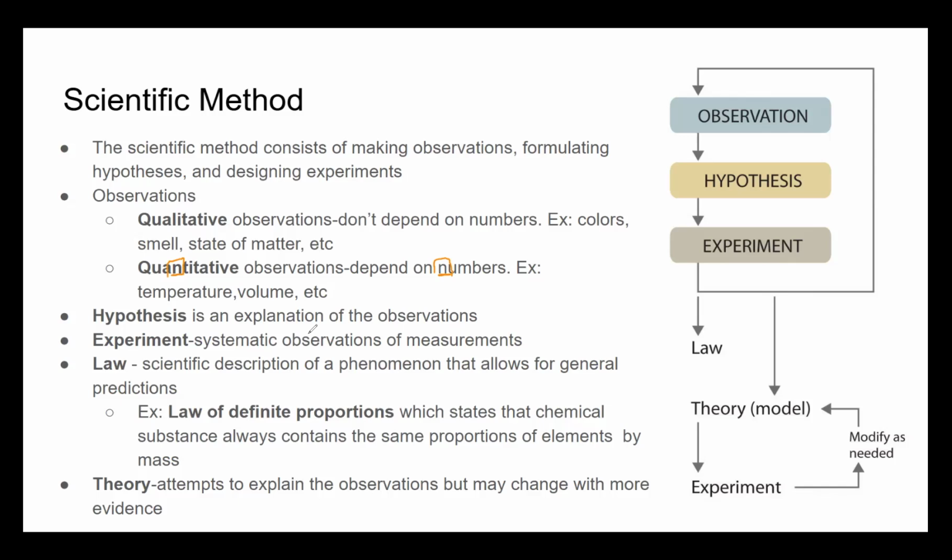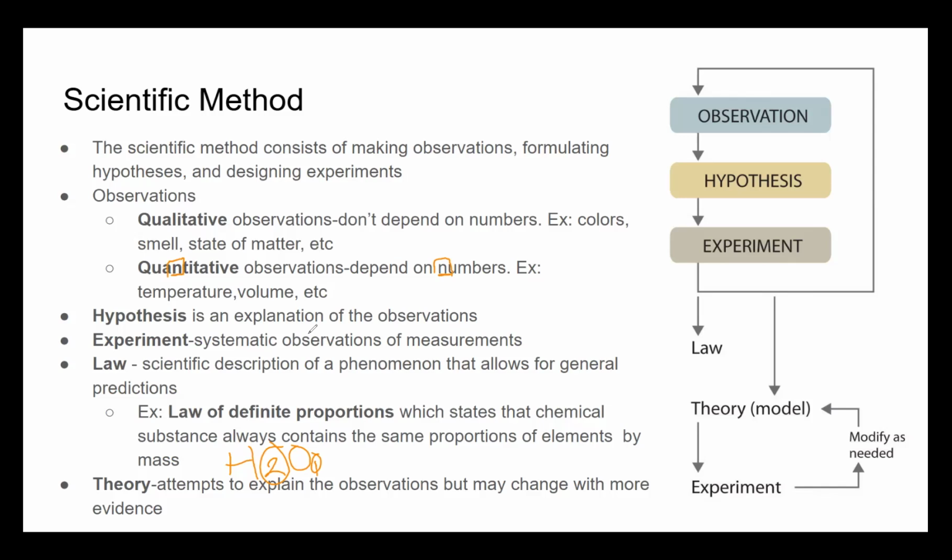So it's something that is always the case. Like, if this always happens, we know that it's a law. The law of definite proportions is one of those. And it states that chemical substances always contain the same proportions of elements by mass. For example, water is a chemical substance. No matter where we go in this world, in the universe, you will always find that water has 2 hydrogens for every 1 oxygen.